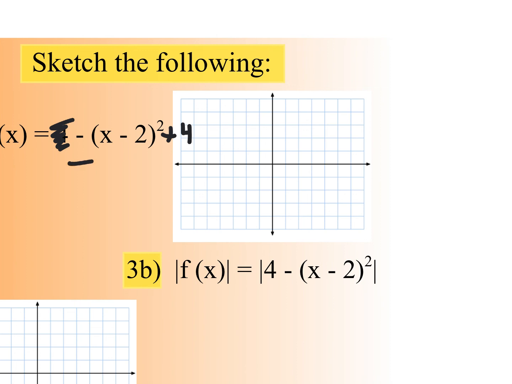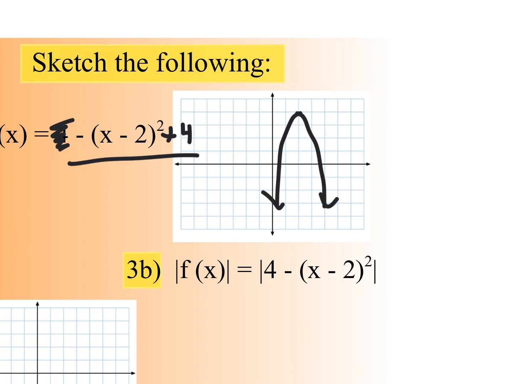Do you get this as an upside down parabola that's been moved? And which way has it been moved besides being upside down? It's to the right 2 and up 4. So if I go right 2 and up 4, I can put a dot right there, and look at that. It's an upside down parabola. That's generally what it looks like.